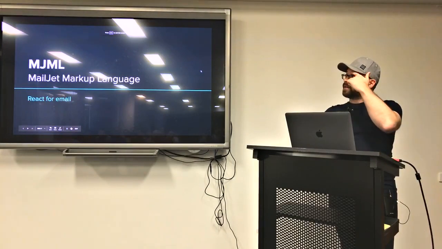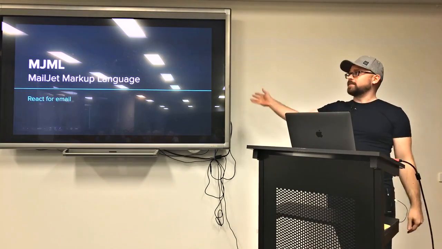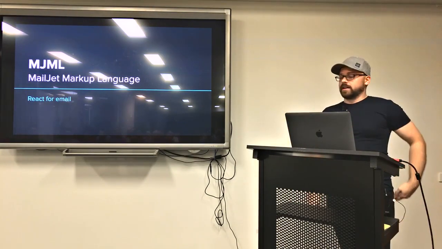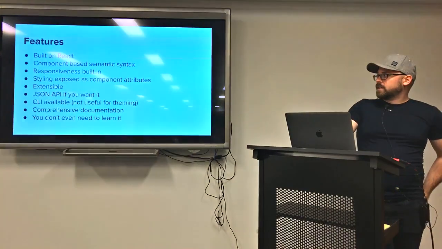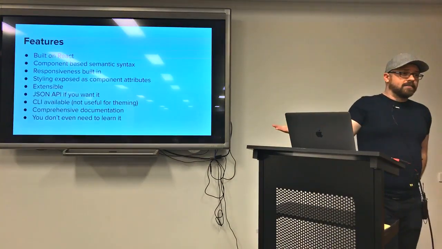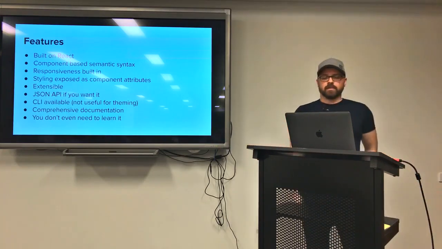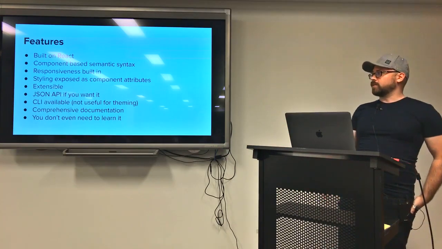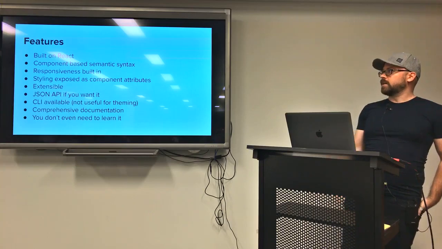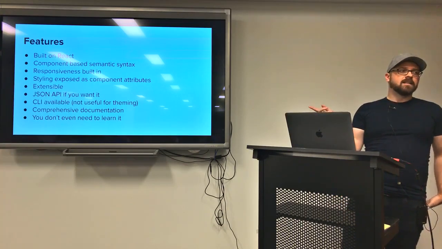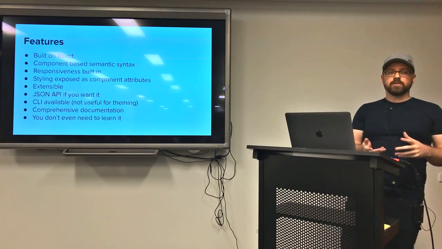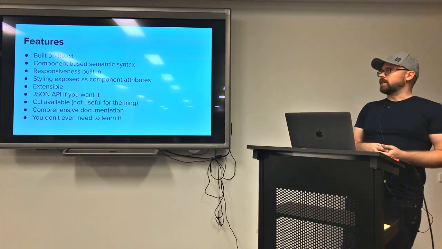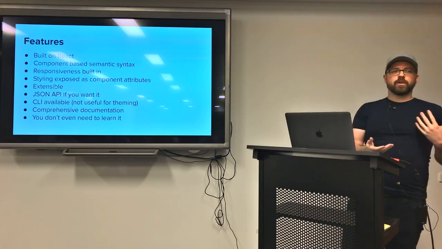Alright. So MJML, Mailjet Markup Language. It's a very creative name. Rolls off the tongue. It's basically React for email. It's built on React, so it's almost literally React for email. It's component-based, of course. It has responsiveness built in. So the limited responsiveness that you can get with email templates with a ton of work, they've done all of it for you. The styling is exposed as component attributes.